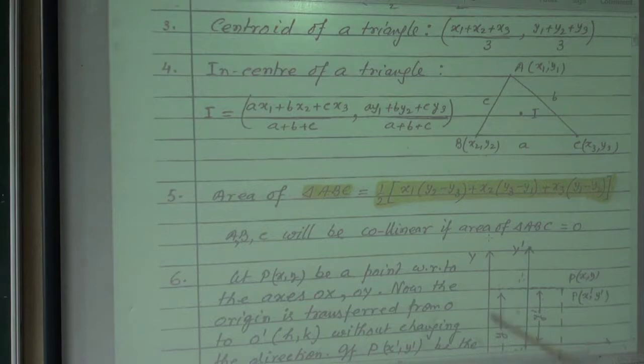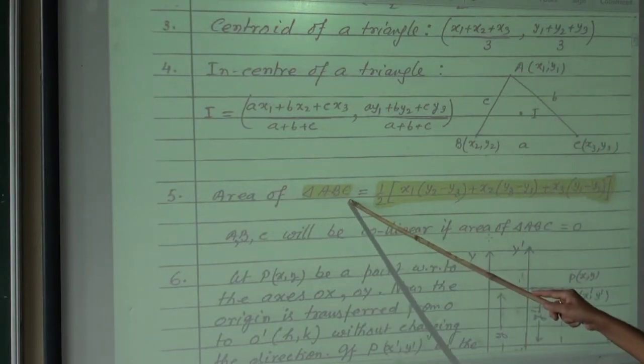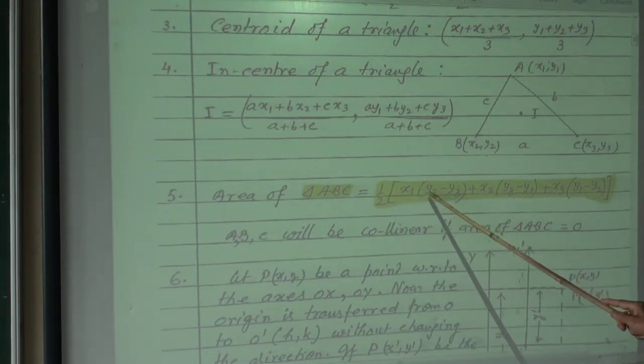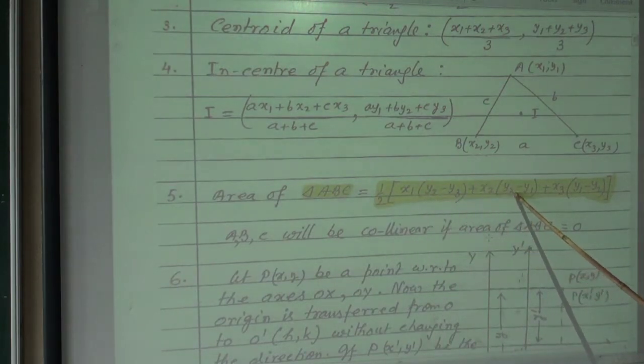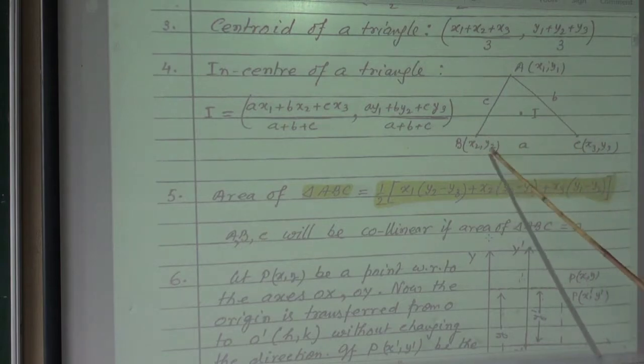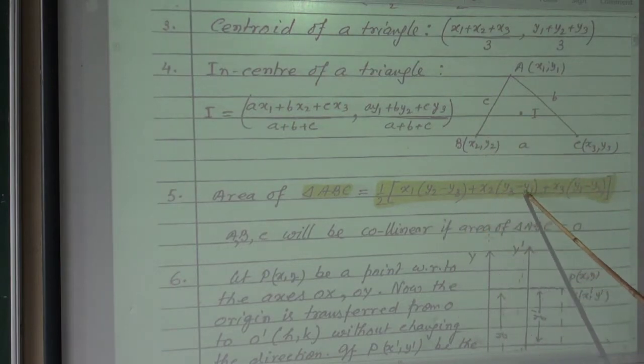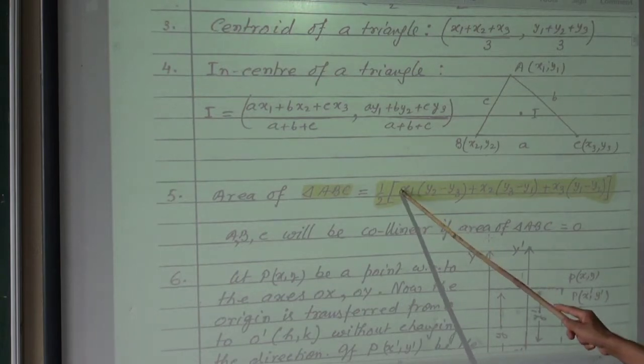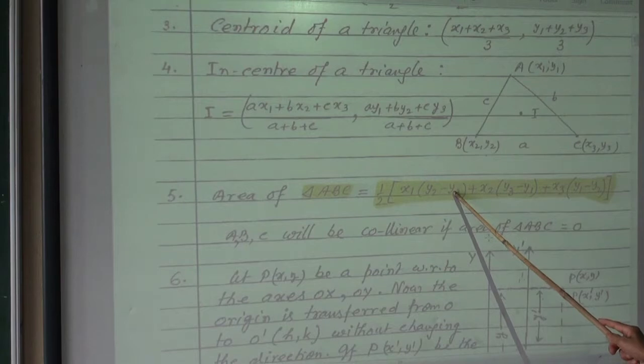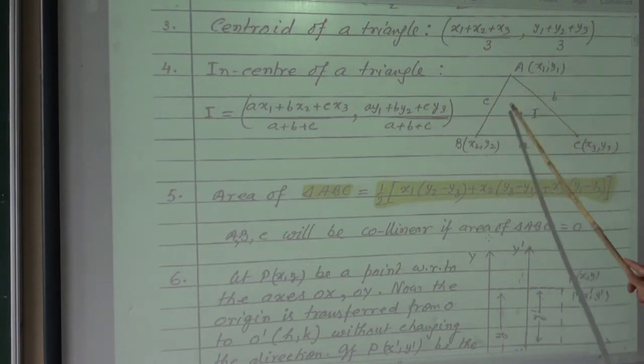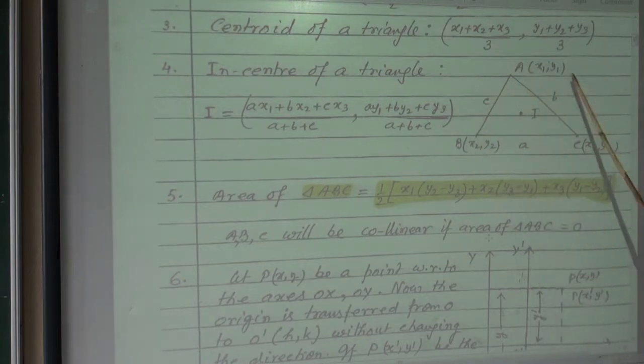Area of the triangle, this triangle's area you have to find out. Area of triangle ABC is equal to half into [x1 (y2 minus y3) plus x2 (y3 minus y1) plus x3 (y1 minus y2)]. See the order: 1, 2, 3 will come in cyclic order. Outside x, inside y. Cyclic order always this way.